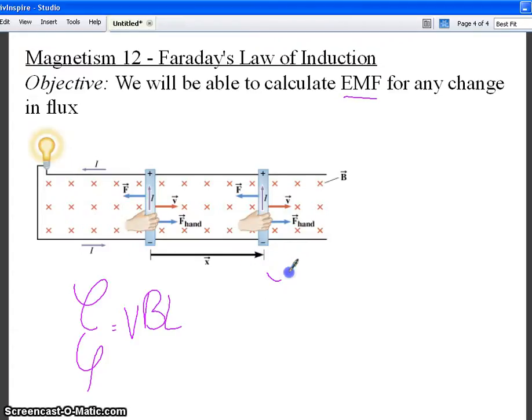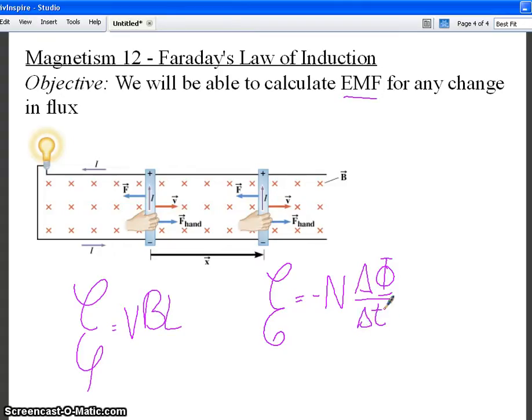The EMF, so same thing, the EMF, and this is going to be our more used equation, to be honest with you, versus this one. The EMF is equal to the negative number of loops times the change in flux over the change in t.